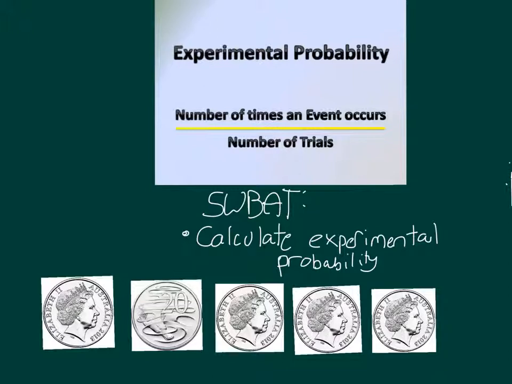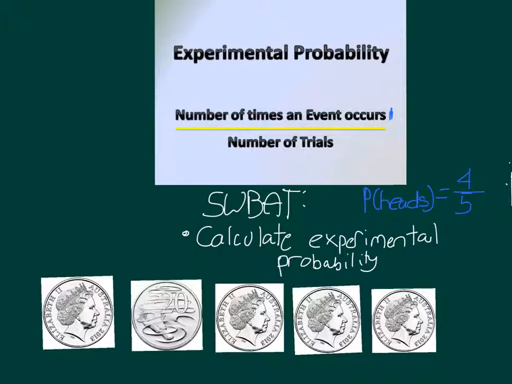So remember the way we usually write probability, we write P, and then in brackets the probability we're actually finding, so in this case heads. So the experimental probability of getting a heads, so the number of times the event occurs, it occurred 4 times, I got 4 heads, and the total number of trials, how many times I did the experiment, is 5. So the experimental probability of getting a heads in this case was 4 over 5.